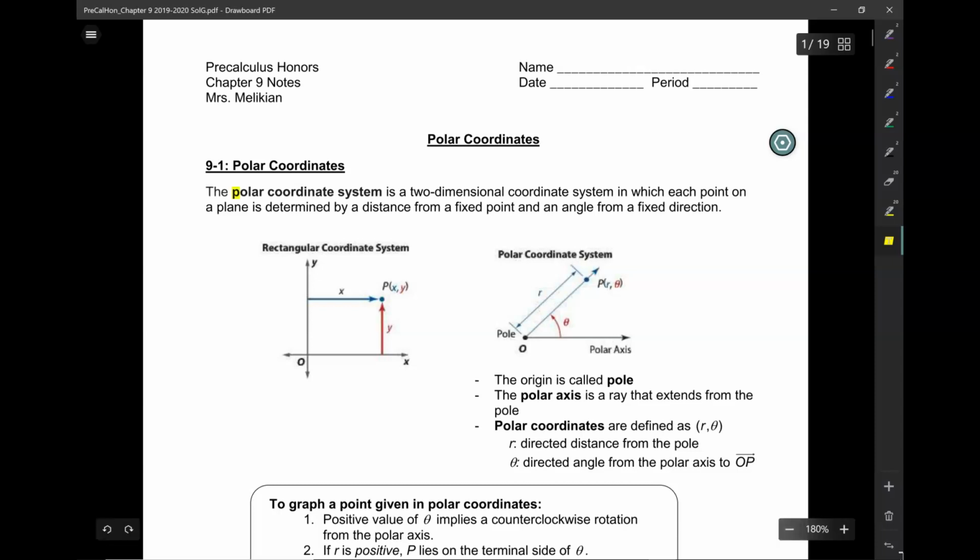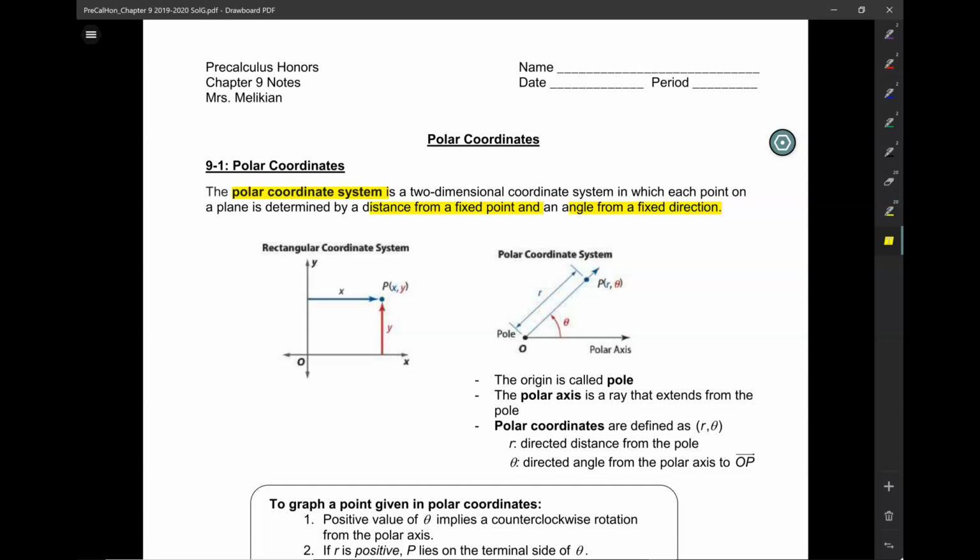The polar coordinate system has nothing to do with polar bears or whatever else. It's a two-dimensional coordinate system in which each point is determined by a distance from a fixed point and an angle from a fixed direction.